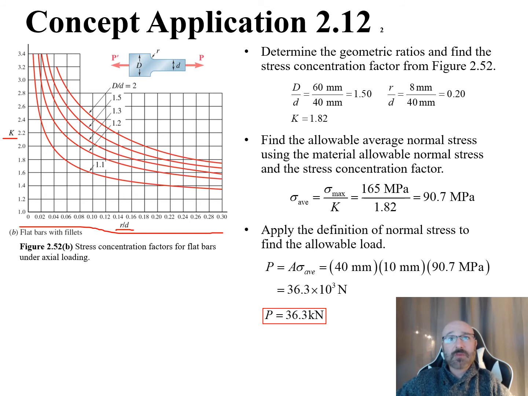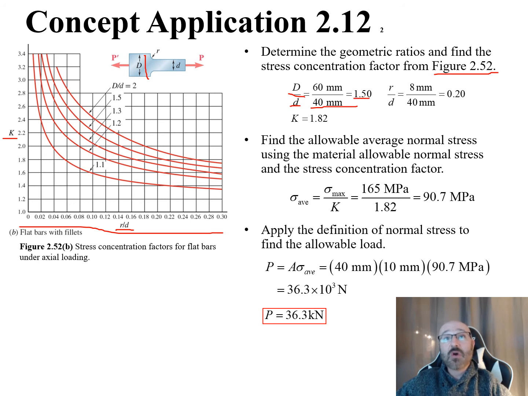First we want to determine the geometric ratios and find the stress concentration factor from that figure that we see there. So we have our big D given to us as 60 millimeters right there. Our little d is given to us as 40 millimeters right there. So for that ratio, regardless of units here, normally I'd say make sure we get out of millimeters going to meters, but they're going to cancel out for a ratio here.